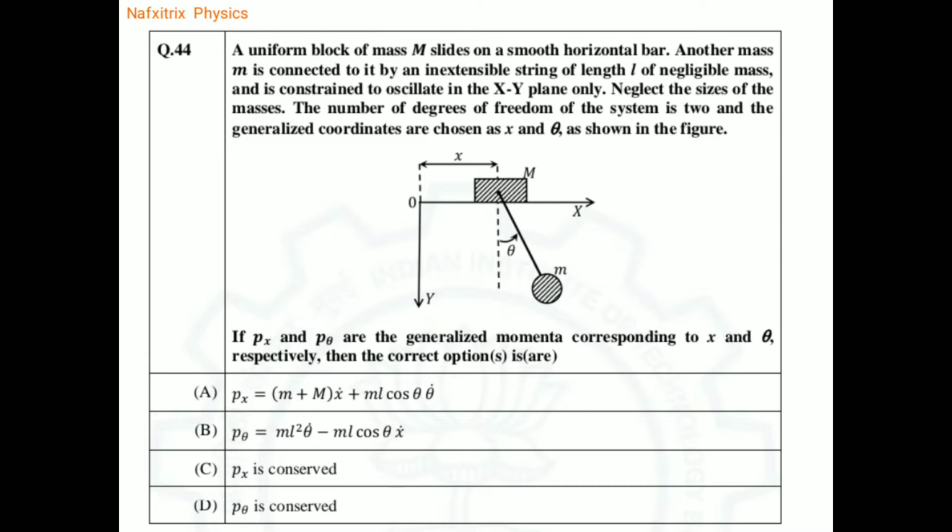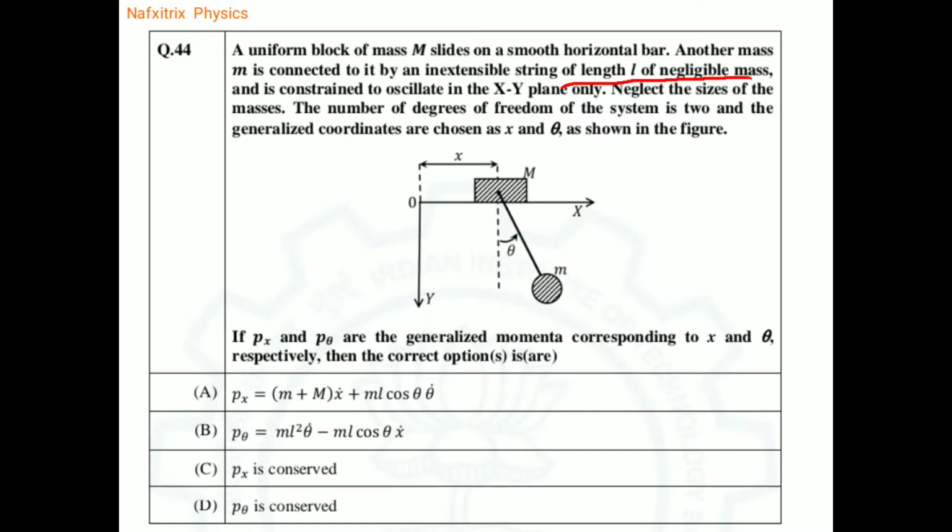Next, another mass m is connected to it by an inextensible string of length L and negligible mass. So this is another mass which is attached to this block M through this string of length L, and is constrained to oscillate in the xy plane only. So this mass oscillates only in this xy plane. That means like this, from this side to that side, that's it, but not back and forth, front and back, like that.